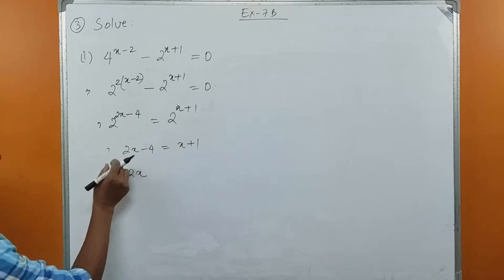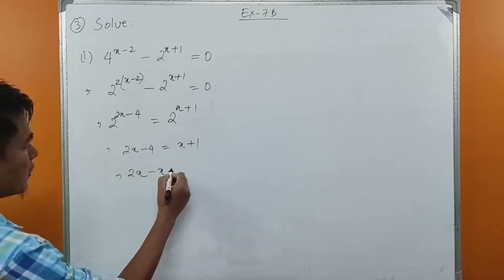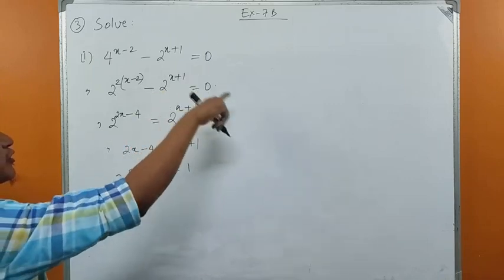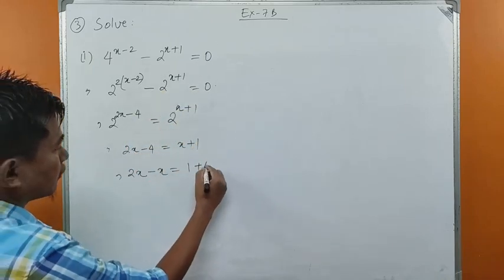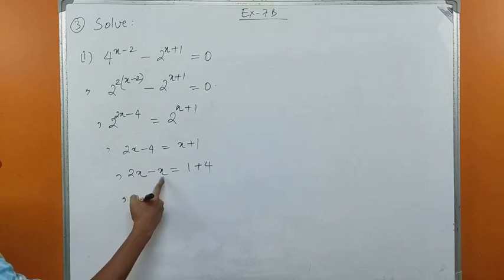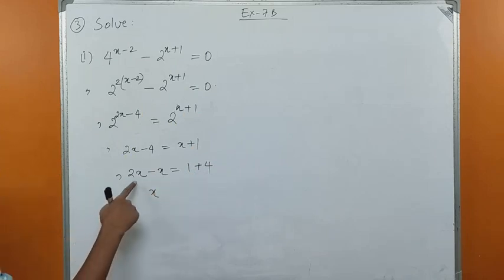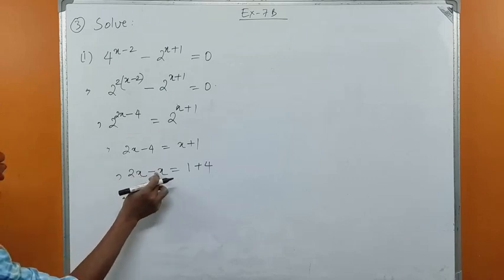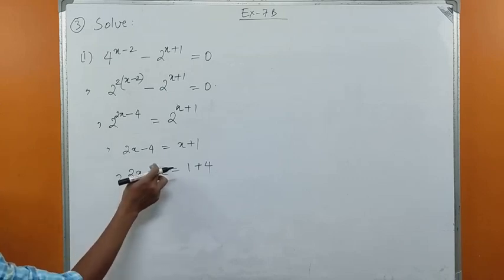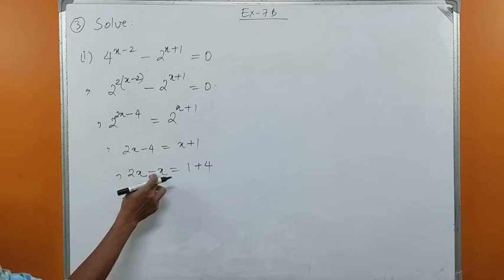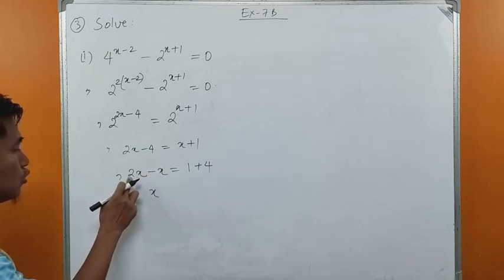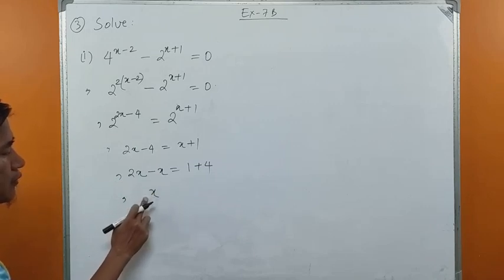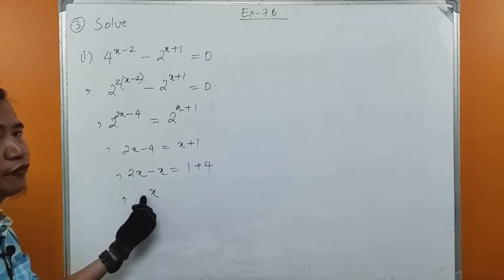2x we keep on the left hand side. Now let us bring this x to the left hand side, we have minus x equals to 1, which is already on the right hand side. Now we take this minus 4 to the right hand side, it becomes plus 4. So 2x minus x is x, isn't it? There is no coefficient in front of x, which means we should understand there is 1. 2x minus 1x is 1x. We don't write 1 because we understand there is 1 if we don't write it.